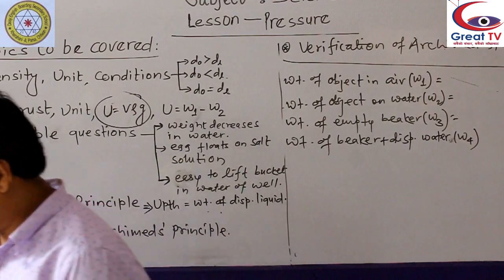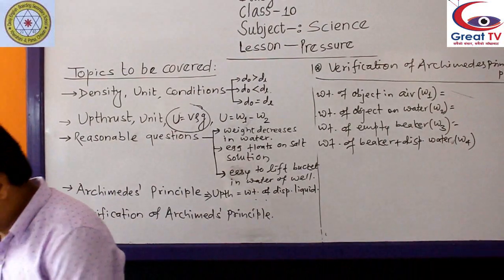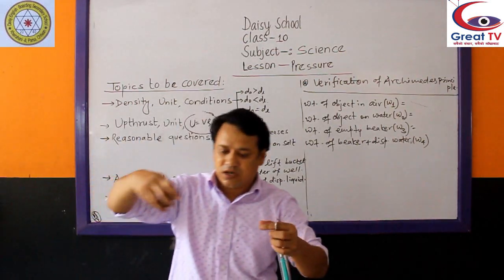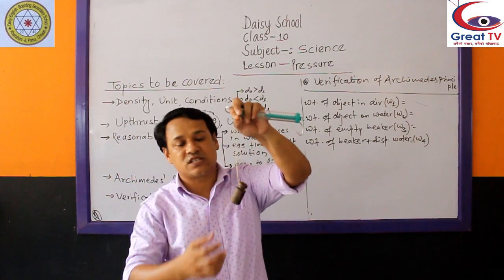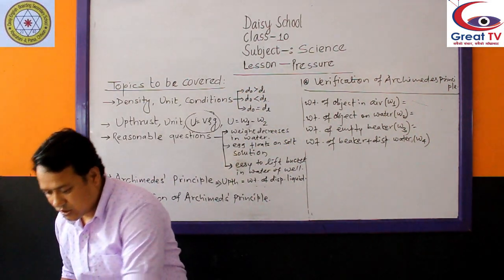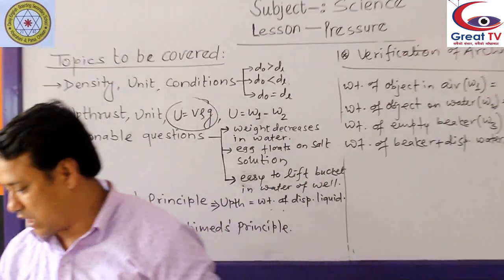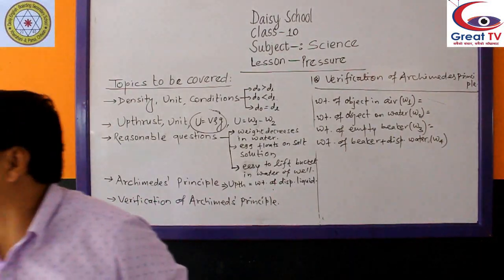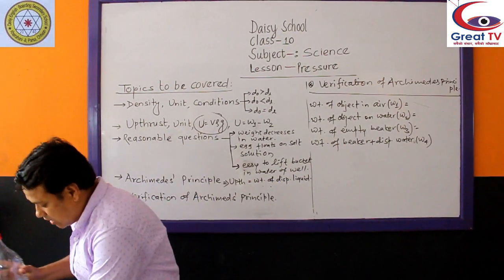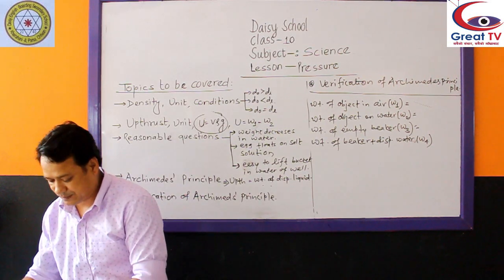Let's do the experiment here. For this purpose, we have to use a spring balance. Let's say this is a spring balance. And we are going to use another solid object. This is a solid object. Next, we are going to use this vessel. This is called a Eureka can. And this is a beaker. We are going to use an empty beaker here.